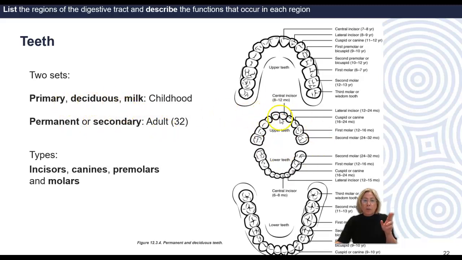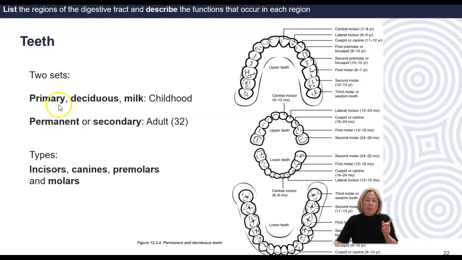Firstly, we have primary or deciduous or milk teeth. These are the ones present in childhood. These are the ones then that are replaced with these adult teeth. Usually at about 6 to 8 months old, when the baby starts getting these red cheeks and starts crying, you know that there's going to be a little central incisor about to erupt through the gum line.